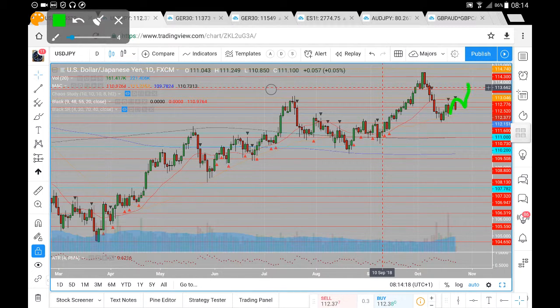If we do see a continuation, however, within this particular channel, we'll see if we do have a slow methodical move here to the upside. If we do see a slow methodical move, we've got the 1356, 1430 key levels here on the US dollar Japanese yen. And with that said, that pretty much wraps up the US dollar Japanese yen analysis. Thanks for watching.